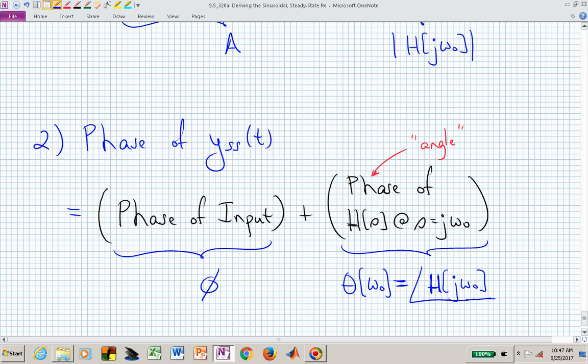sinusoid. Now what we want to do is start to analyze particular circuits using this strategy, and we will also investigate how we can find this complex number H of j omega naught not only analytically, but also graphically.